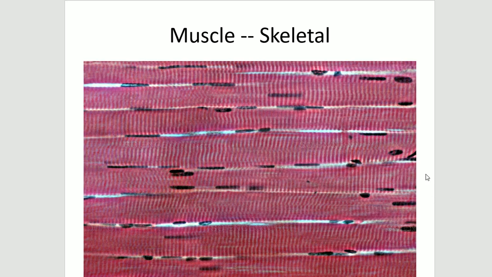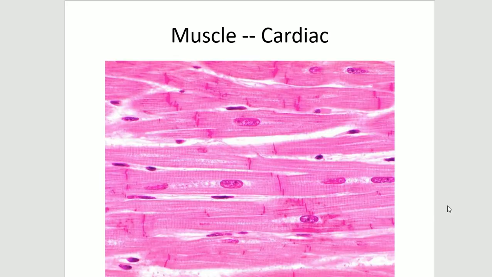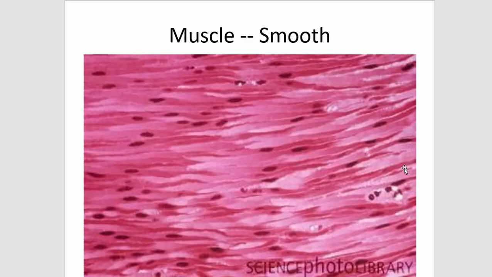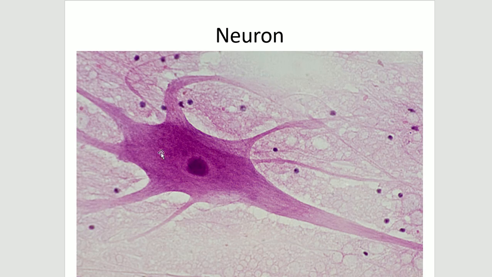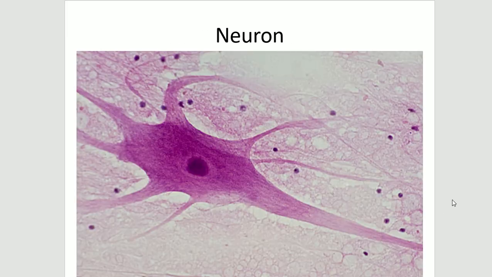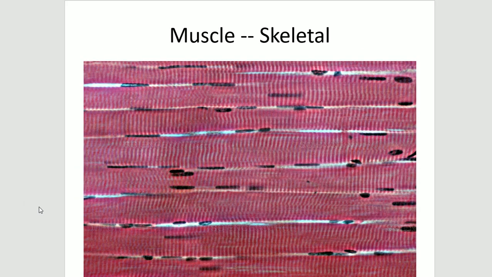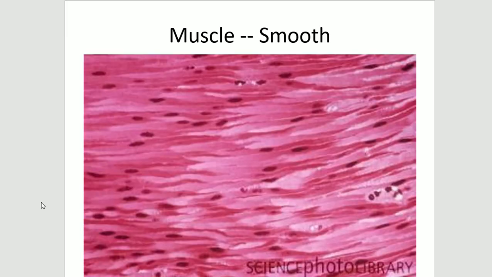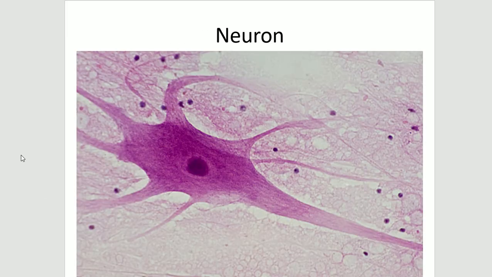Okay, now skeletal muscle. This is what skeletal muscle looks like. Looks different from the rest of it, right? We'll talk about it more once we get to muscle. Cardiac muscle, smooth muscle, and then this is what a neuron looks like. So this is a nerve cell. We'll talk about muscles more when we get to the chapter over the muscular system, and then we'll talk about nerves more when we get to the chapter over nerve cells. But I did want you to just glance at those: skeletal muscle, cardiac muscle, smooth muscle, and then a nerve cell, a neuron.